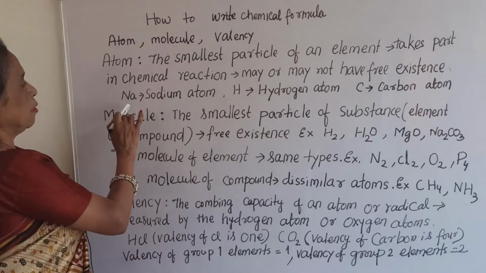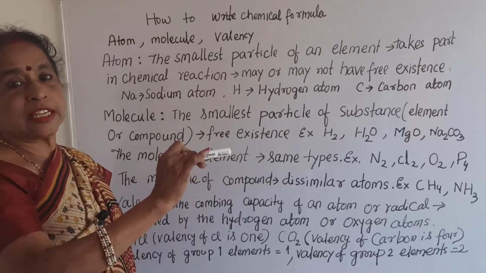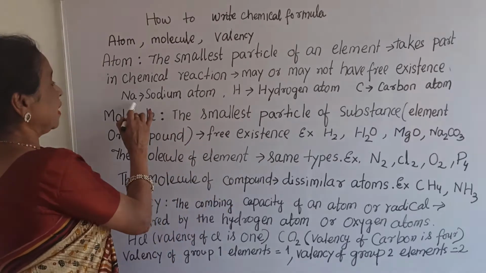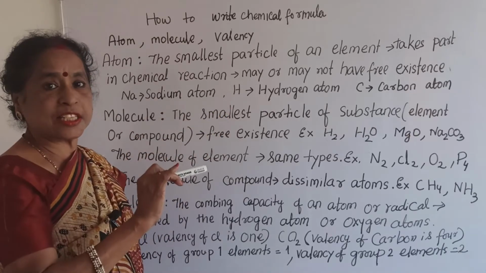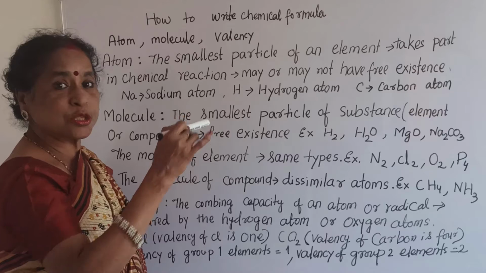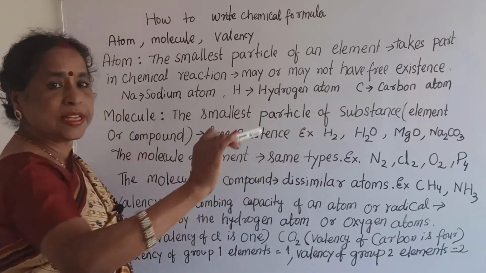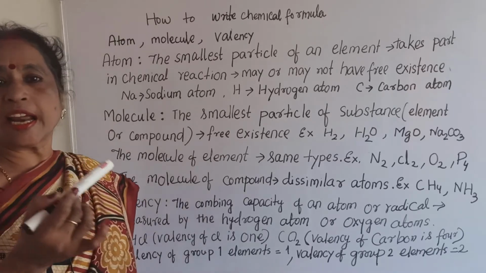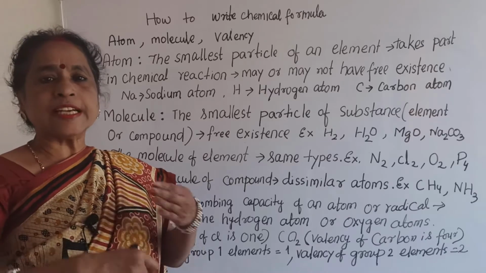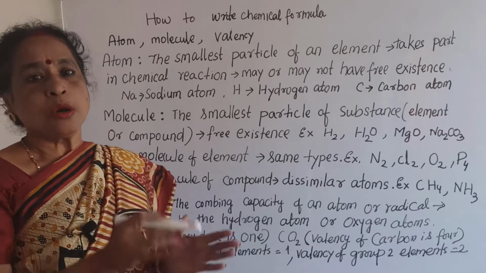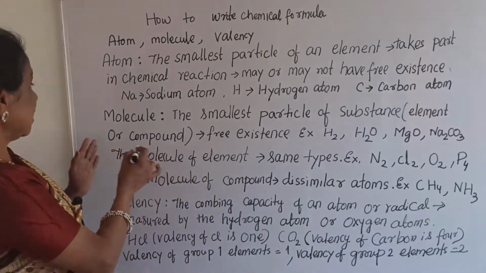That means you can observe when you are writing Na plus Cl2, that it gives NaCl. That means Na has free existence, but hydrogen we can't write H. Always it is written as H2. That means it has no free existence. Carbon has free existence. Then what is the meaning again? Atom. Atom is the smallest particle of an element which can take part in chemical reaction which may or may not have free existence. Then come to molecule.